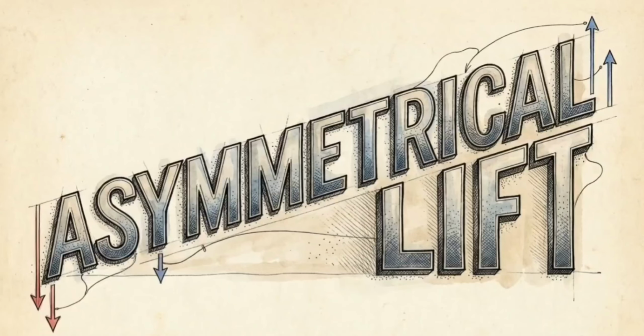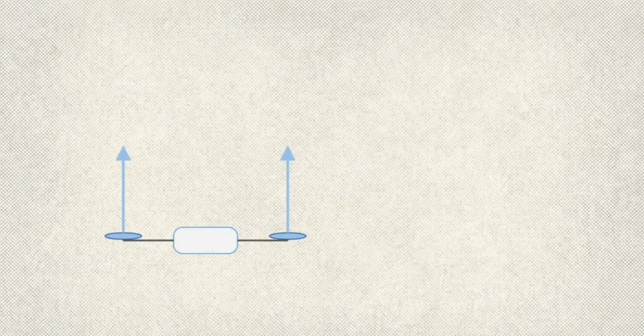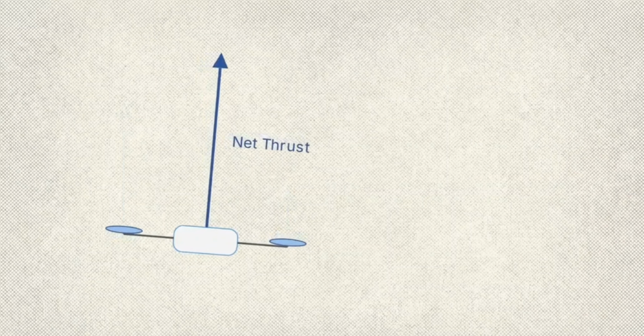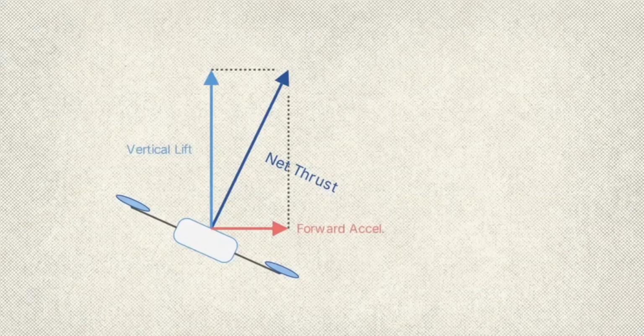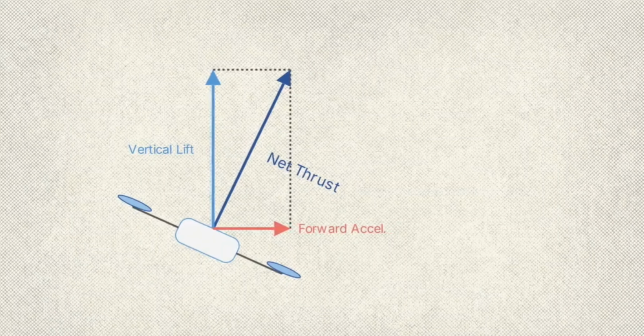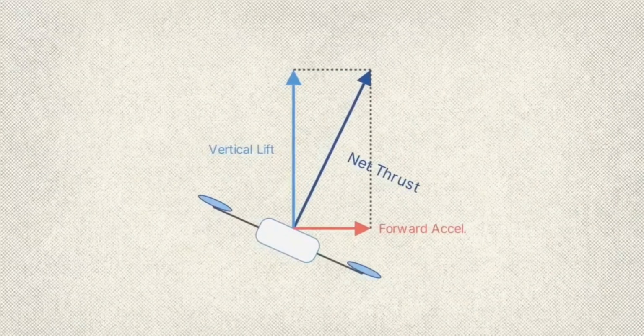This is achieved through differential thrust. This demonstrates a pitch maneuver. To move forward, the drone decreases front rotor RPM while increasing rear rotor RPM. The rear generates more lift, shifting the center of thrust and tilting the chassis forward. As it tilts, vertical force redirects horizontally, providing forward acceleration.